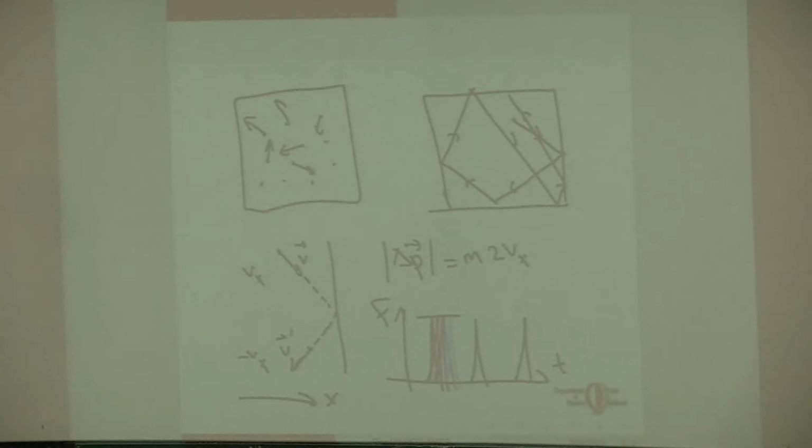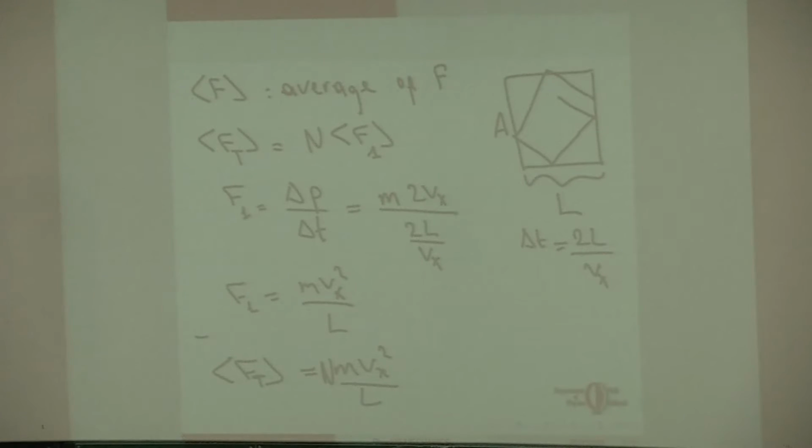Now, if I make that definition, defining the force exerted on the wall as the average of the force over a very long amount of time, then I can write it as the sum of N times the average force of a single molecule. Otherwise, these two have nothing to do with each other.